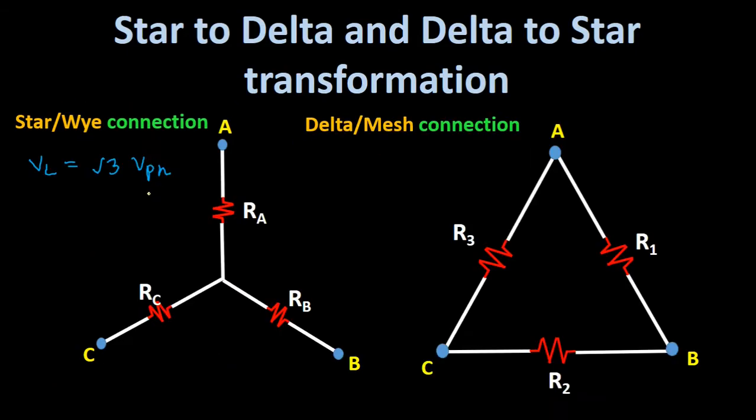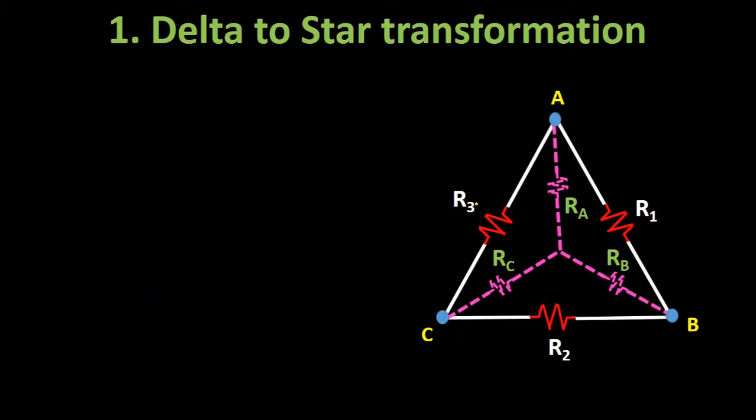In star or Y connection, the line voltage VL is equal to root 3 multiplied by phase voltage, and line current IL is equal to phase current IPH. In the delta or mesh connection, the line voltage is equal to phase voltage, but the line current is equal to root 3 multiplied by phase current. Now let us see the derivation. First one is delta to star transformation.